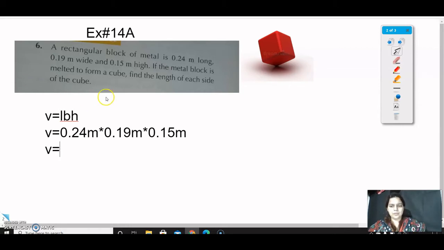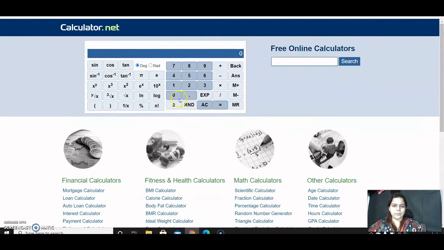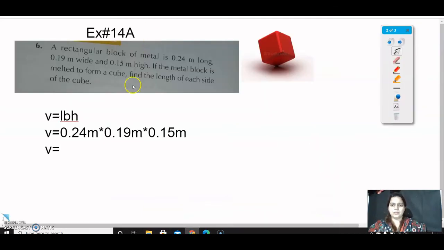Multiply all these values. 0.24 multiply with 0.19. Answer is 0.0456. So 0.0456, and the unit is square meter, and after this multiply with 0.15.